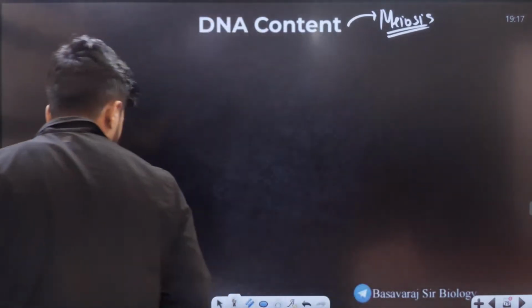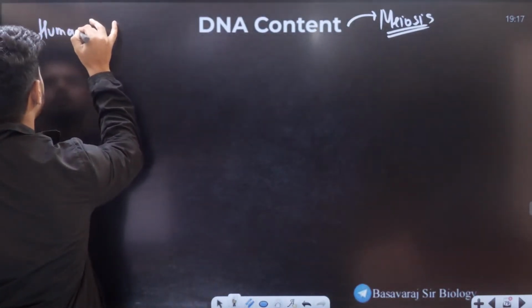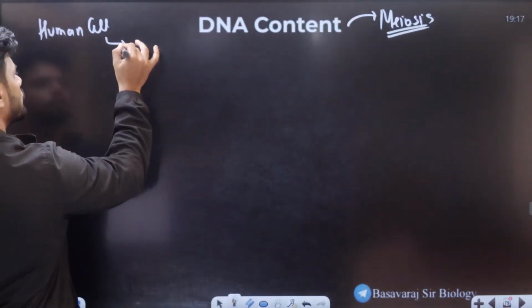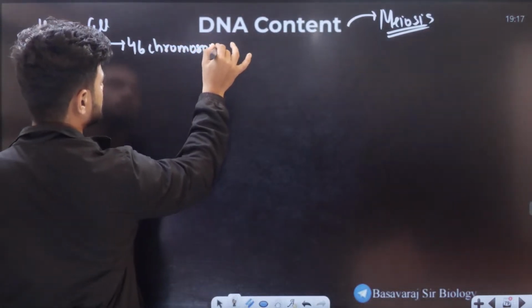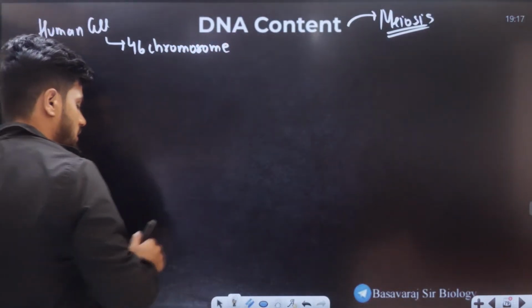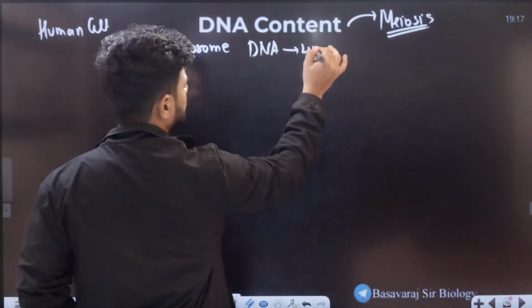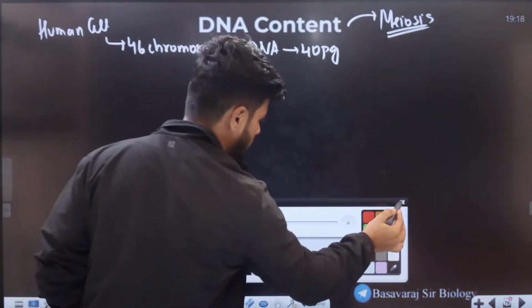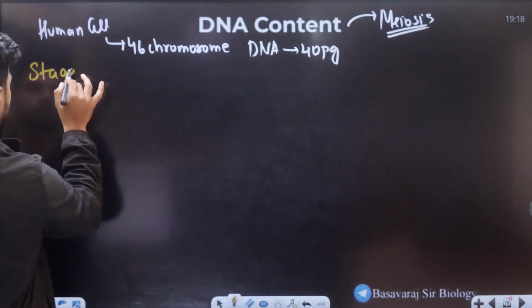Okay. Now students, let's take a human cell. How many chromosomes? 46 chromosomes. Let's take DNA with 40 picogram. Okay. Here, let's write down the stages.